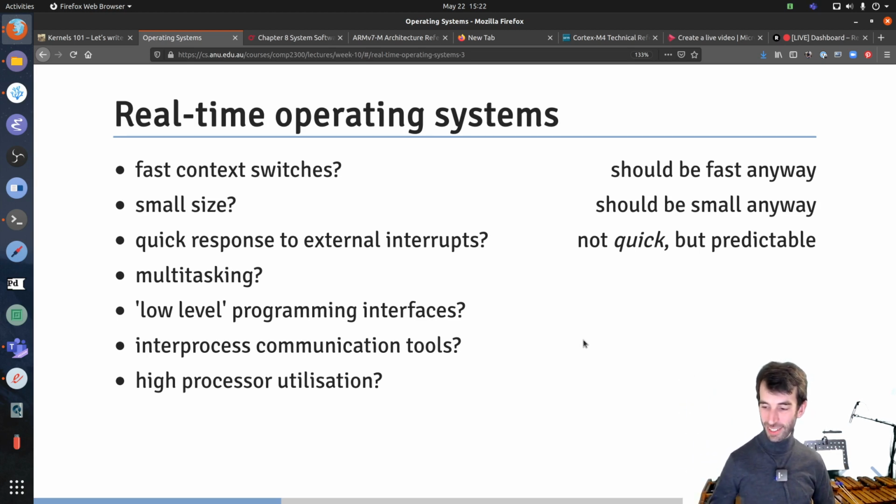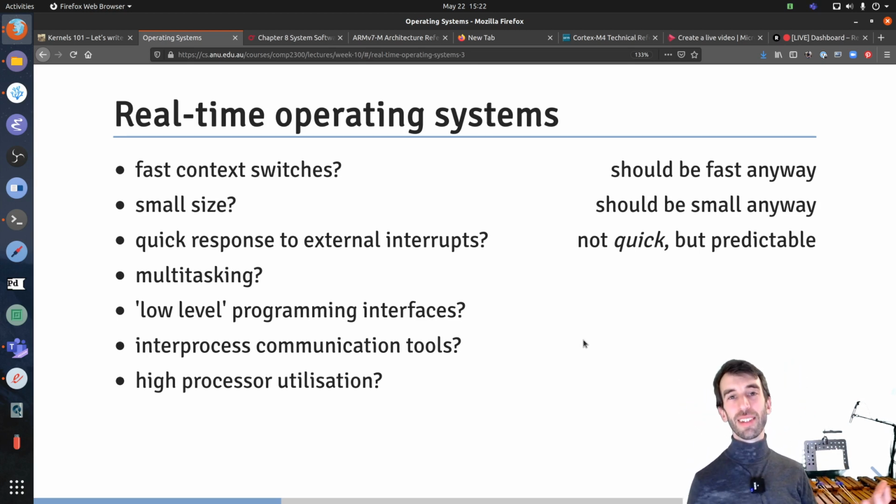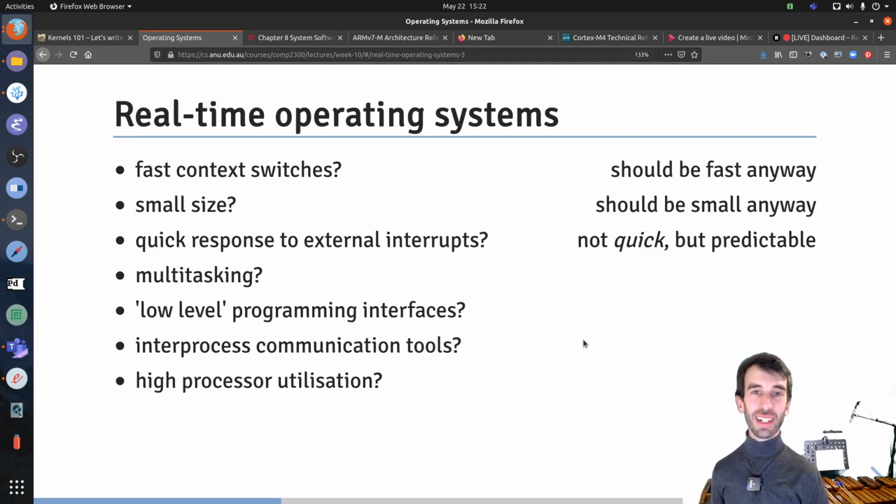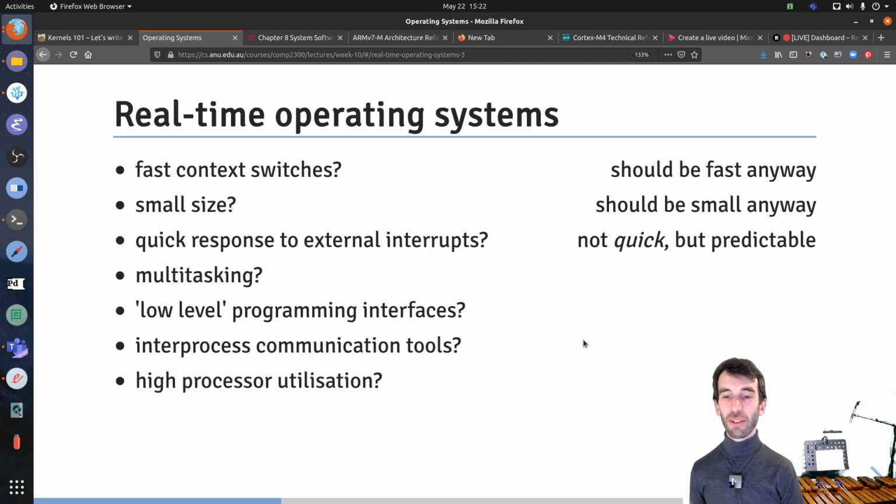Callum is saying in the chat, Callum's one of the tutors, that this is a big Uwe slide. This is a classic Uwe lecture about what the real meaning of real-time operating systems is.